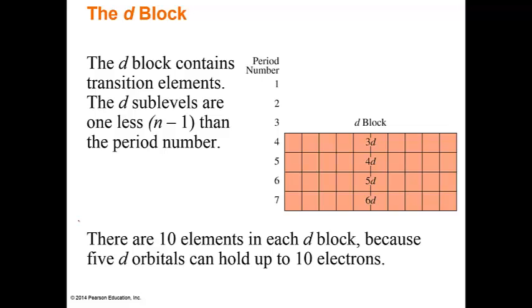All right. We then have the D blocks. This is contained in our transition elements. The D block sublevels are 1 less than the period number. So if our period number is 4, then the D block sublevel is 3. If the period is 6, the D block sublevel is 5. 6 minus 1, yeah, there we go, 5. There are 10 elements in each D block. Because of this, 5 D orbitals can hold up to 10 electrons. Remember, we'll have 5 spots. Up arrows first, down arrows to follow.